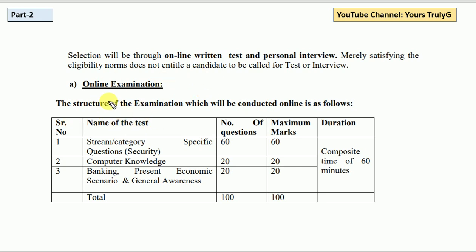As we already know, the syllabus basically comprises three topics. One is professional knowledge, which will be 60 questions for 60 marks. Computer knowledge, 20 questions, 20 marks, and banking and general awareness, 20 questions and 20 marks. Compared to your IT officer examination and other nationalized bank IT officer examinations, the syllabus seems to be quite easy, because as I told, aptitude, reasoning and English are not present, so it's very easy for you guys.